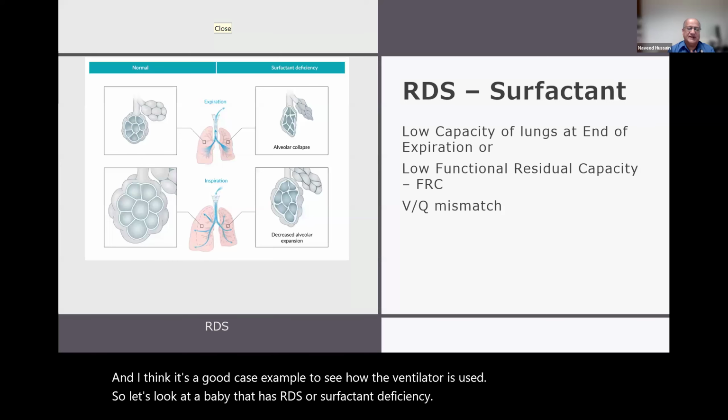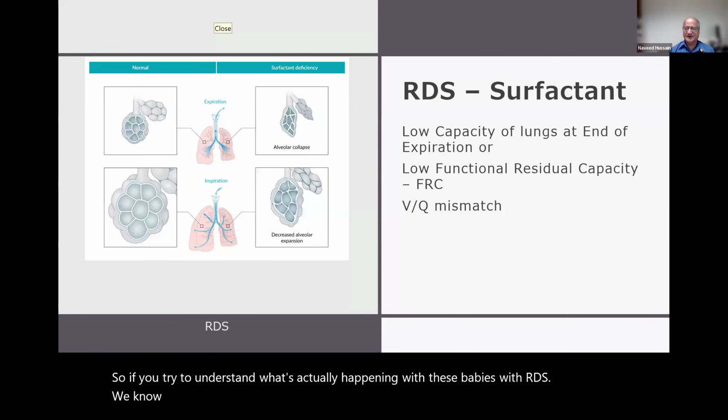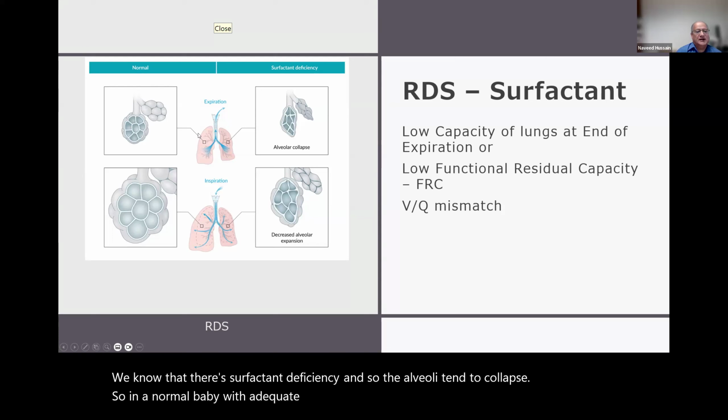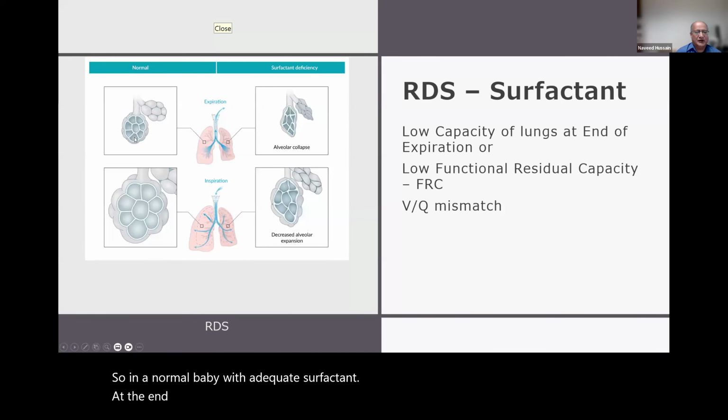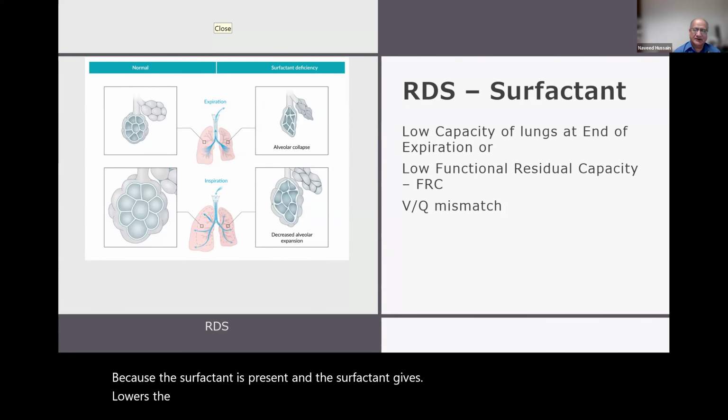If we try to understand what's actually happening with these babies with RDS, we know that there's surfactant deficiency, and so the alveoli tend to collapse. So in a normal baby with adequate surfactant, at the end of expiration, the alveoli are still open because the surfactant is present, and the surfactant lowers the surface tension. So there is very little pressure needed to keep the alveoli open.